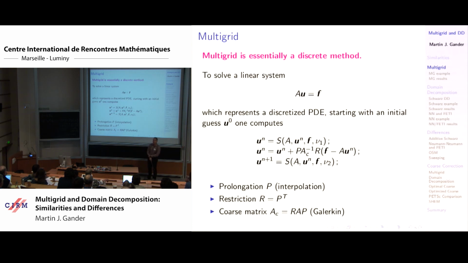Prolongation is naturally done by interpolation. You want to go from a coarse to a fine grid, you interpolate the nodes in between.